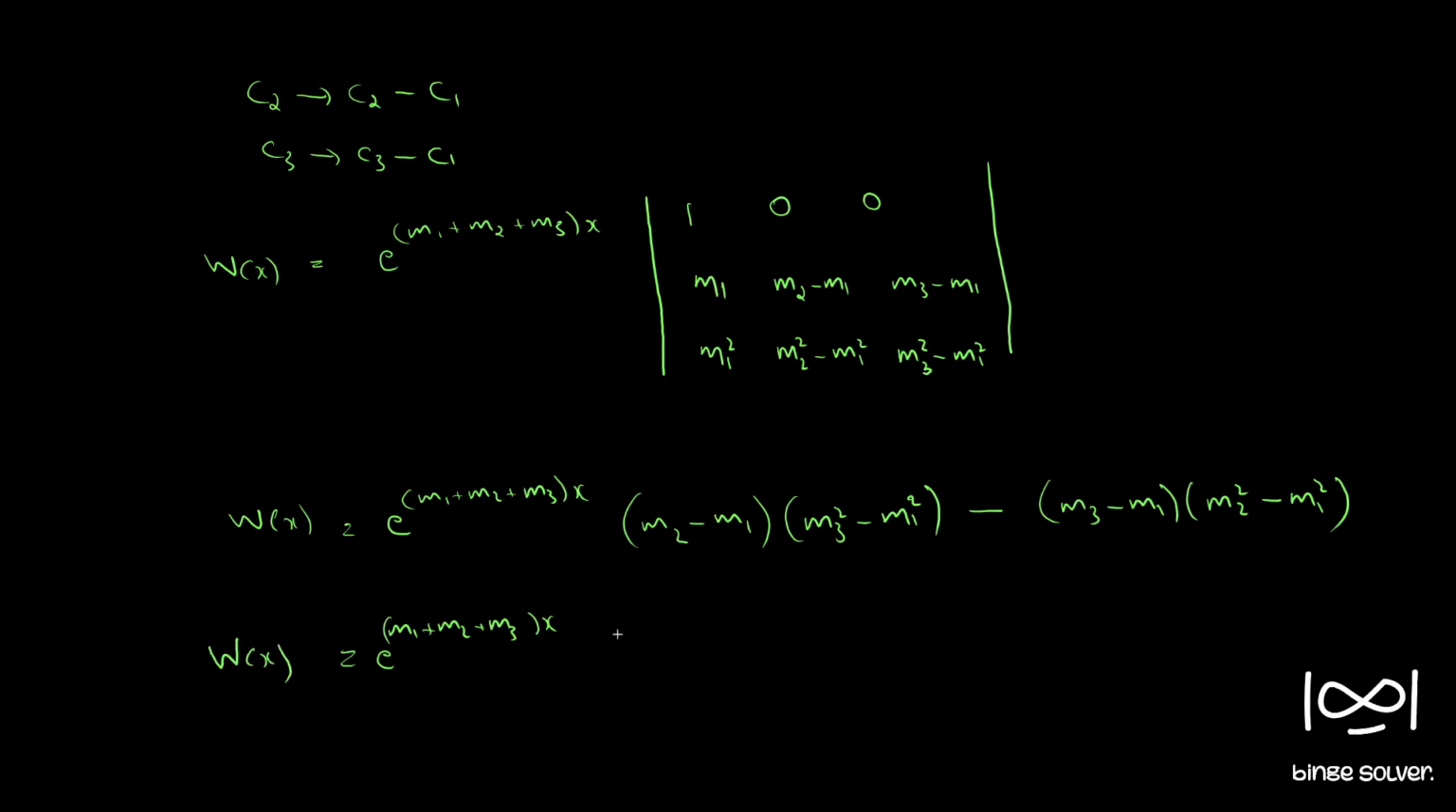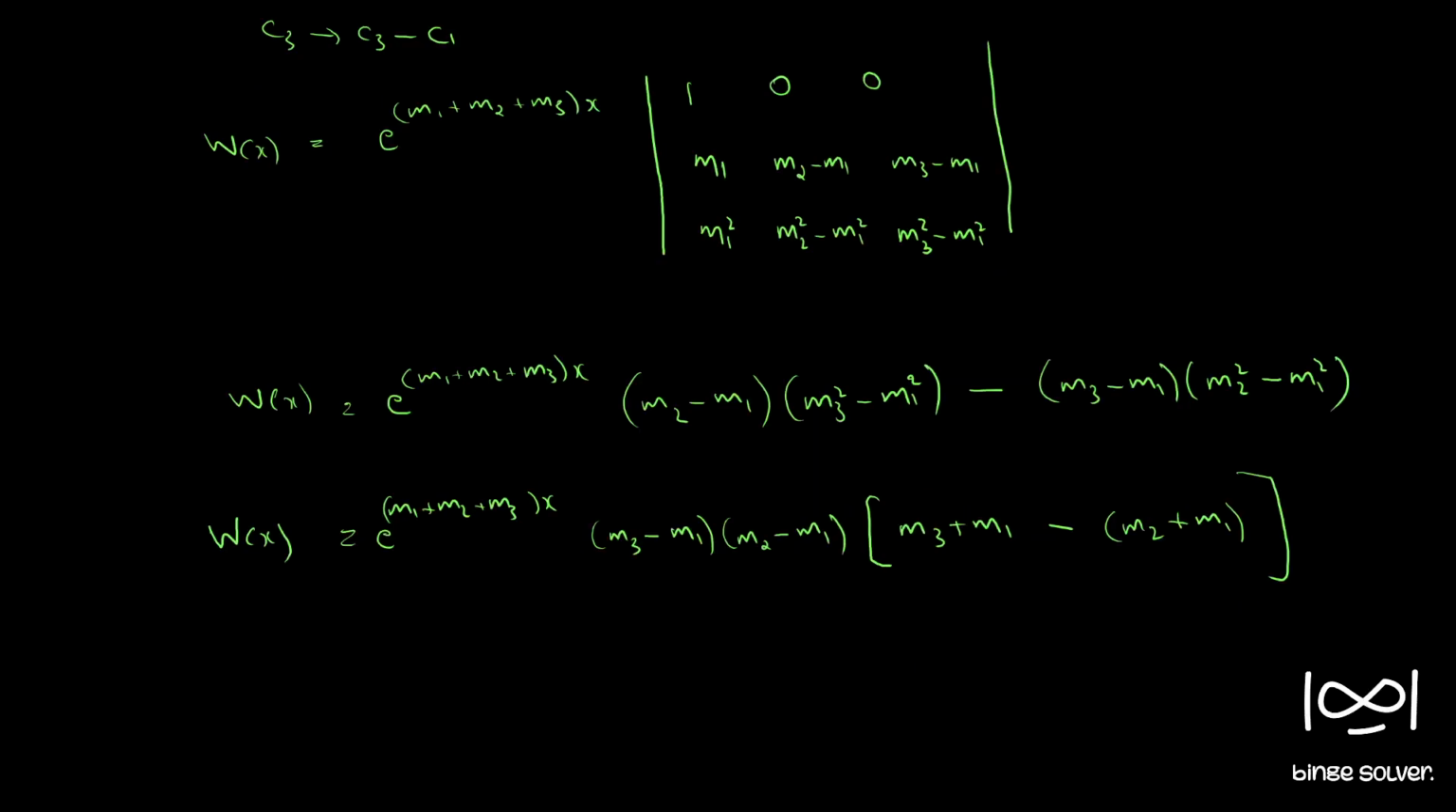Now we will take m3 minus m1 common, and m2 minus m1 as common from here, since this is (m2 minus m1) into (m2 plus m1). What is left is m3 plus m1, minus m2 plus m1. So the Wronskian of x is equal to e raised to (m1 plus m2 plus m3) into x, (m3 minus m1), (m2 minus m1), and here m1 cancels out, it becomes m3 minus m2.